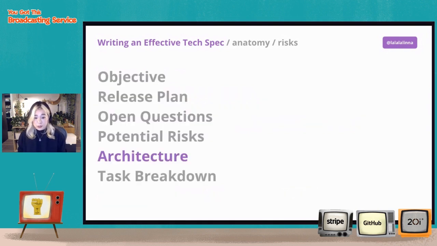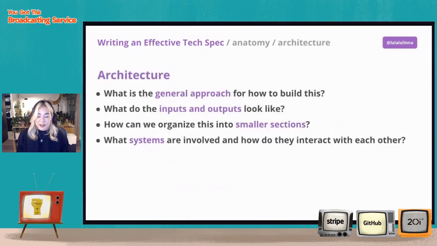So next, let's talk about architecture. This is usually the meatier part of a tech spec, but generally we want to lay out the general approach for how we are going to build this thing and the desired end result. What does that look like? This is usually where we get a bulk of the feedback from other engineers as well. So one way that I like to think about architecture, especially for things like APIs and UI components, is in terms of inputs and outputs. Like, what data is required and what comes out the other end.